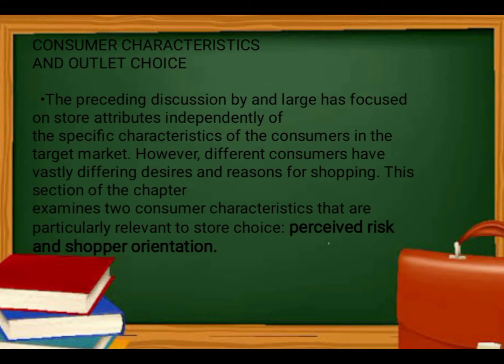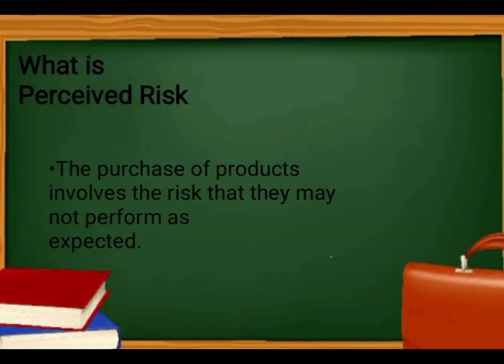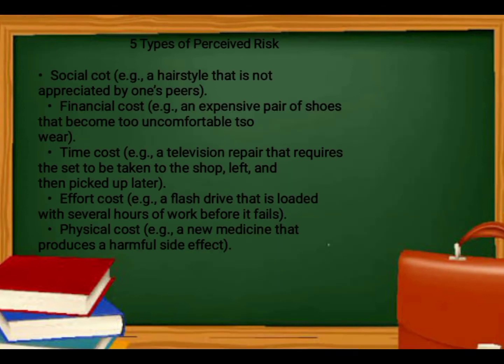This section of the chapter examines two consumer characteristics that are particularly relevant to store choice: the perceived risk and the shopper orientation. What is perceived risk? The purchase of products involves the risk that they may not perform as expected. Five types of perceived risk.